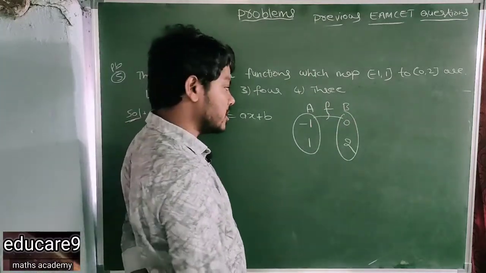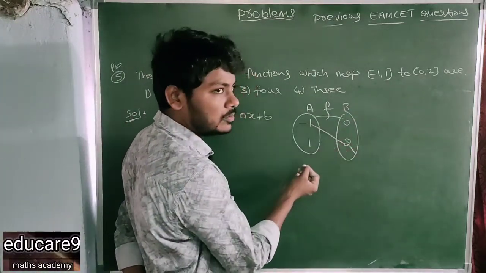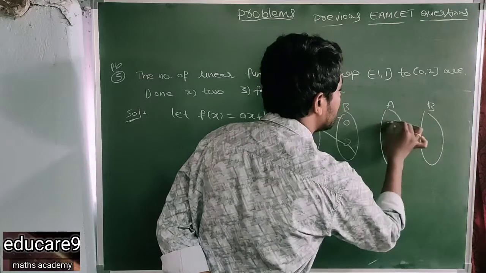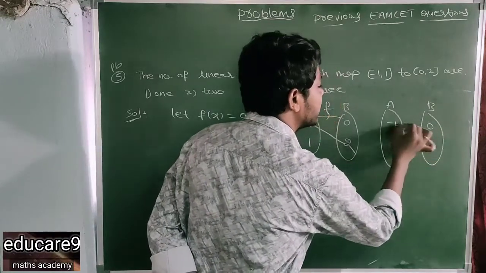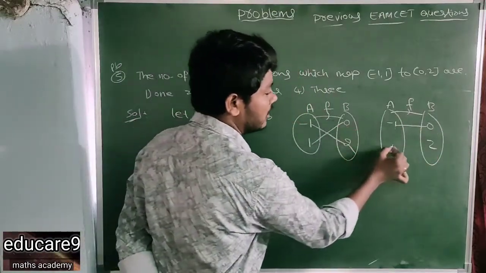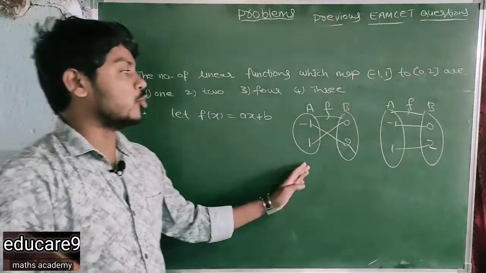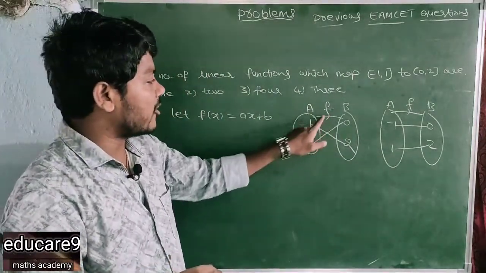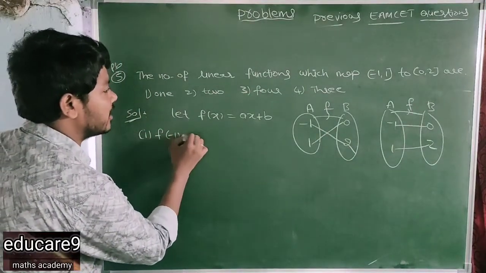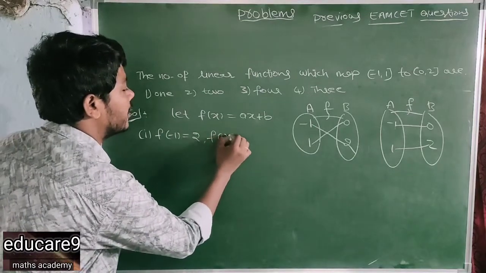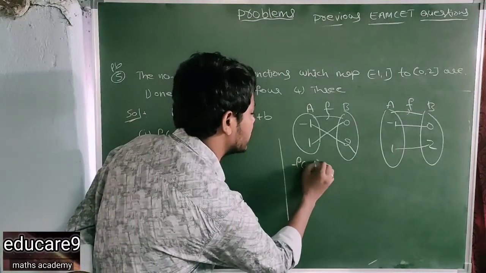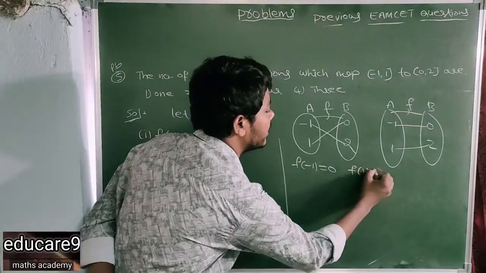So here two possibilities. If minus 1 is mapped to 2, and second possibility, minus 1 is mapped to 0, and 1 is mapped to 2. So we get two possibilities. So first case, f of minus 1 is 2 and f of 1 is 0. And second case, f of minus 1 is 0, f of 1 is 2.